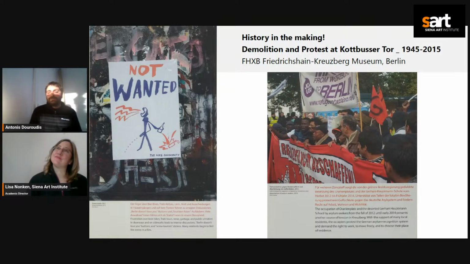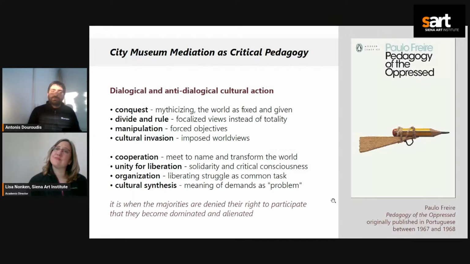Some others that I studied for my research are two examples in Bologna, a photography exhibition and a city history museum, and also a city history museum in Athens. And what is interesting is that they are all very different cases, and the mediation that they do is completely different with each other. For example, from this anti-dialogical cultural action, in the Athens Museum, we could barely find only these elements because it's really following that model of the 20th century that followed the model of the 19th century.